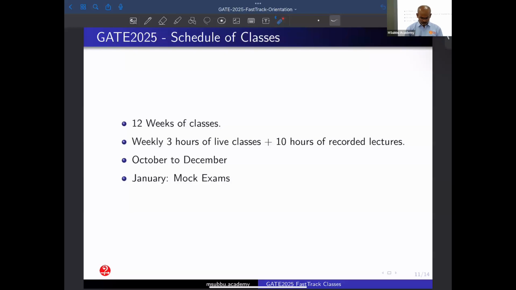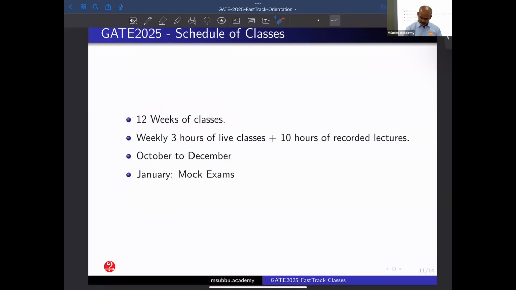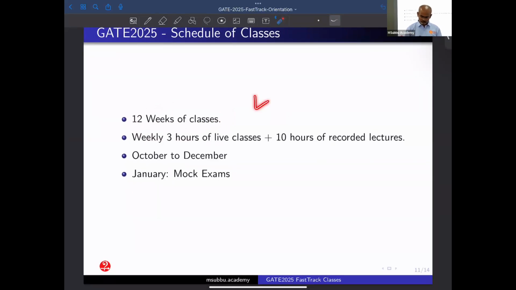We are planning to have these classes over 12 weeks. Every week we'll have 3 hours, so we want to have 42 hours of classes. 3 into 12 is 36, and another 5 or 6 hours we'll allocate for discussing the solutions of the tests and mock exams. So a minimum of 42 hours we will ensure, and anything beyond is also possible.